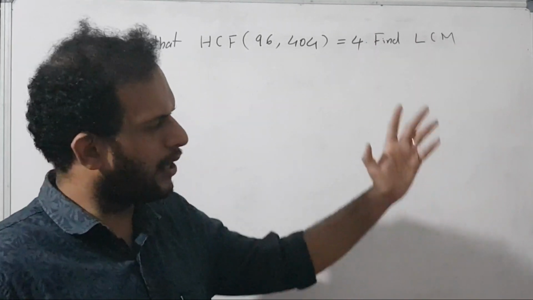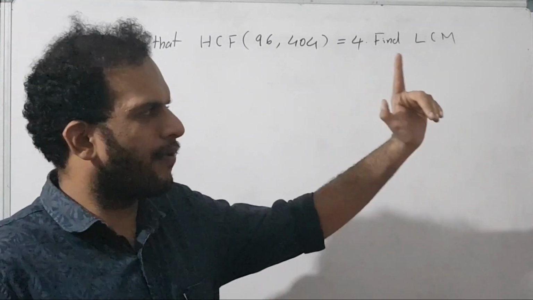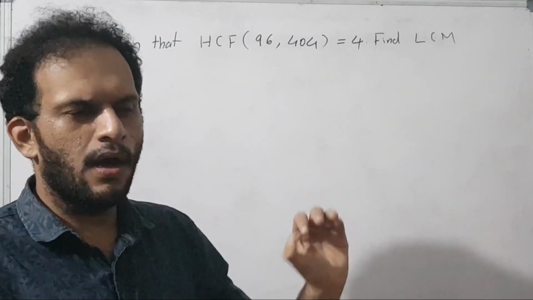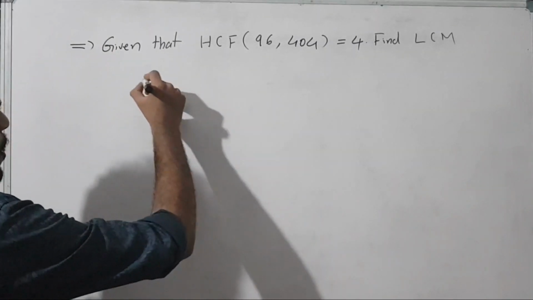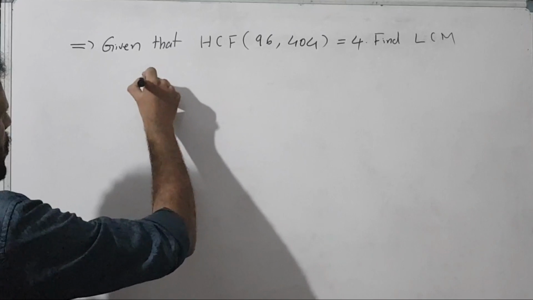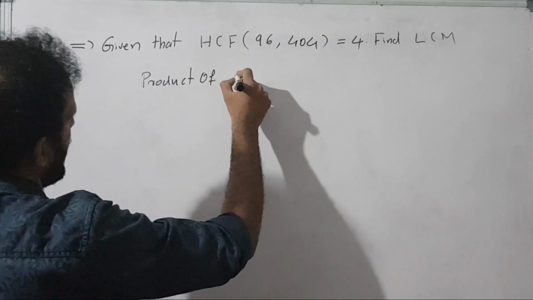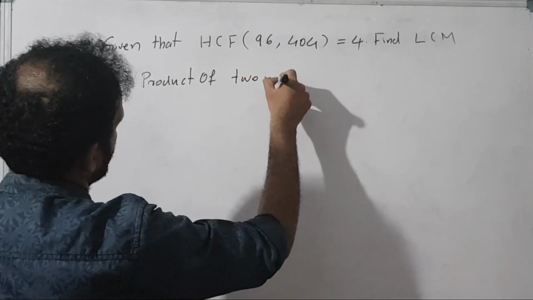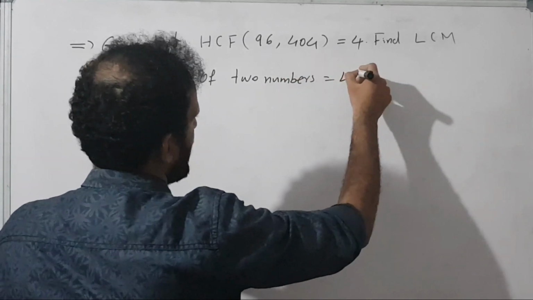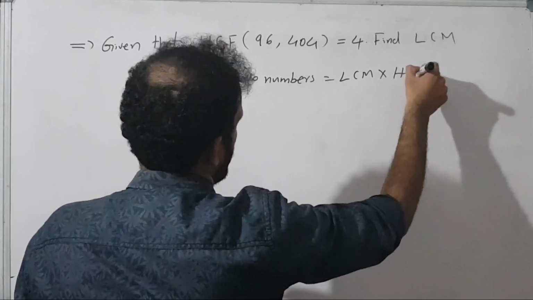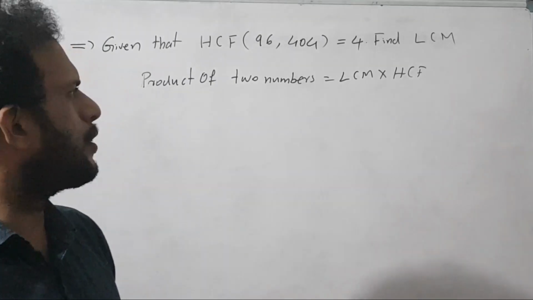Okay. Here we know the two numbers. We know the HCF. Correct. Then we want to find the LCM. So what is the first idea? We want to write the property. What is the property? So we are writing product of two numbers is equal to LCM into HCF. Correct? The product of two numbers is equal to LCM into HCF.